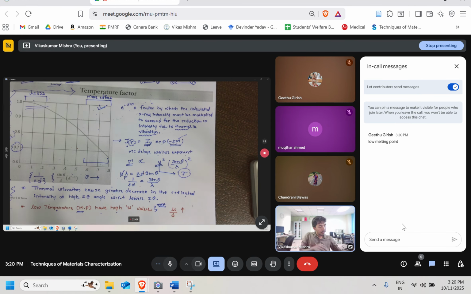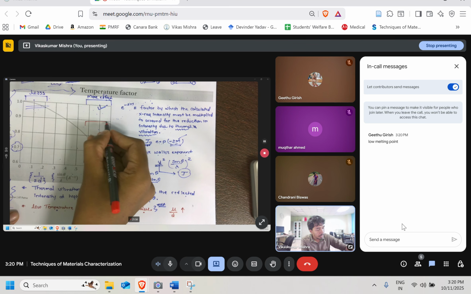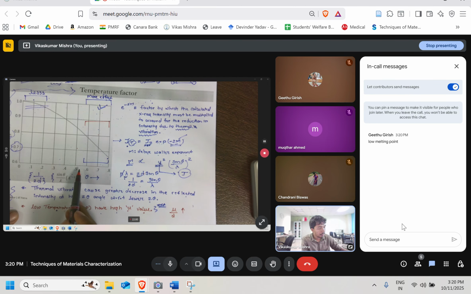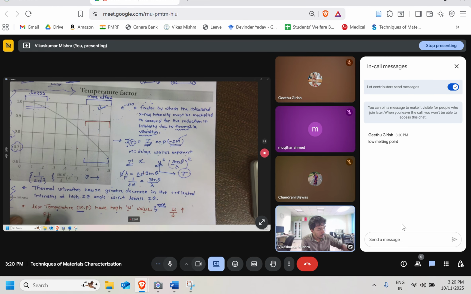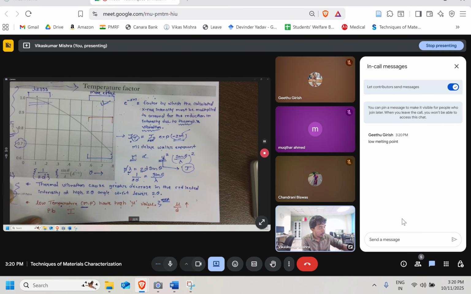So this is what it means. The low melting point one has the higher U value, so it will have more effect. Like if I draw for the lead, the reduction in the intensity will be significant compared to the reduction in the intensity for the tungsten. Okay, this is what it means.